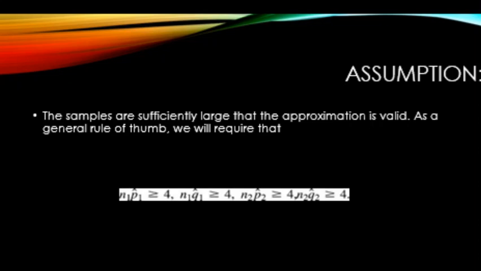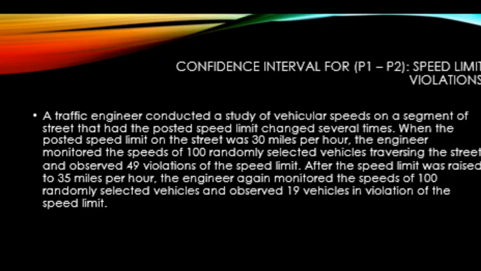And to check that, we basically have to check this for both samples. So N1 P1 hat, N1 Q1 hat, N2 P2 hat, and N2 Q2 hat should all be greater than or equal to 4. It's important that you check the assumptions and write it down, because if the assumptions fail, we should not be using the confidence interval formulas.